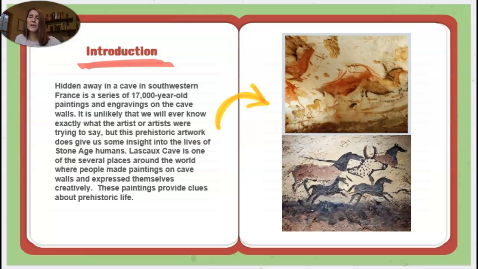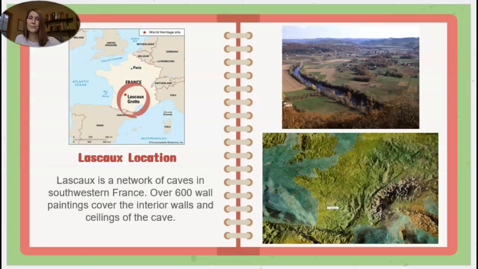Introduction. Hidden away in a cave in southwestern France is a series of 17,000-year-old paintings and engravings on the cave walls. It is unlikely that we will ever know exactly what the artist or artists were trying to say, but this prehistoric artwork does give us some insight into the lives of Stone Age humans. Lascaux Cave is one of several places around the world where people made paintings on cave walls and expressed themselves creatively. These paintings provide clues about prehistoric life.